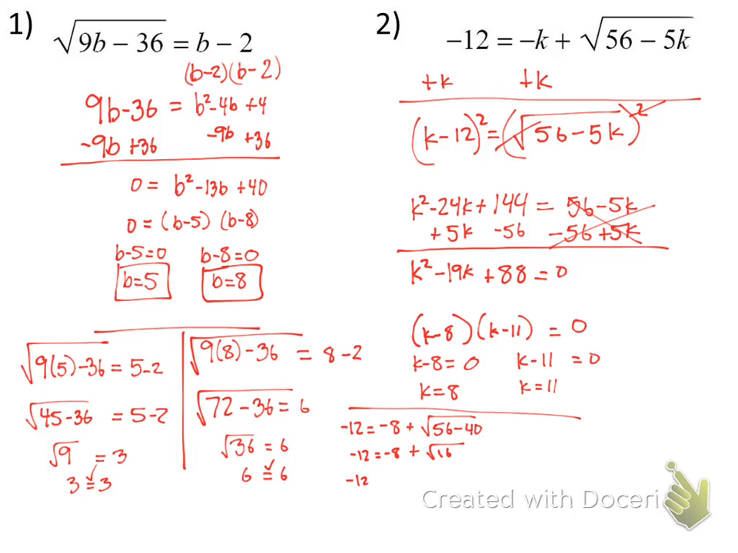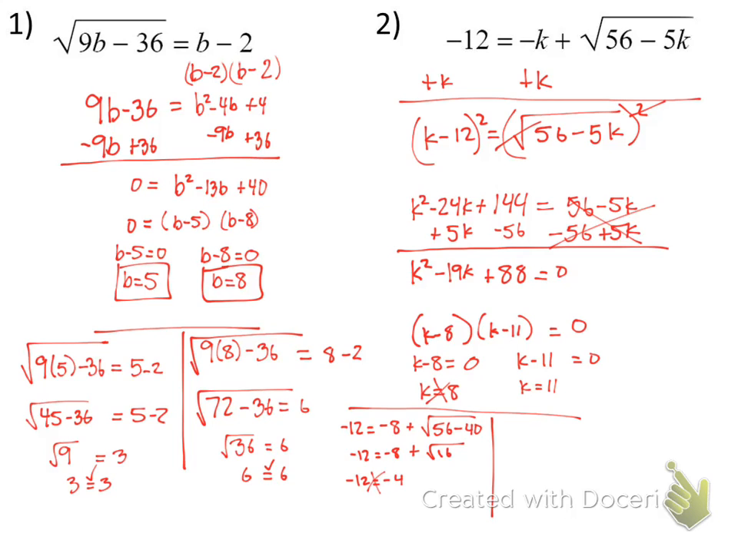So negative 12 is equal to, let's just skip a step, negative 8 plus 4 is negative 4. Do these equal? Yes or no? No, they don't. So this is an extraneous solution. We can't use that one. Let's try the next one.